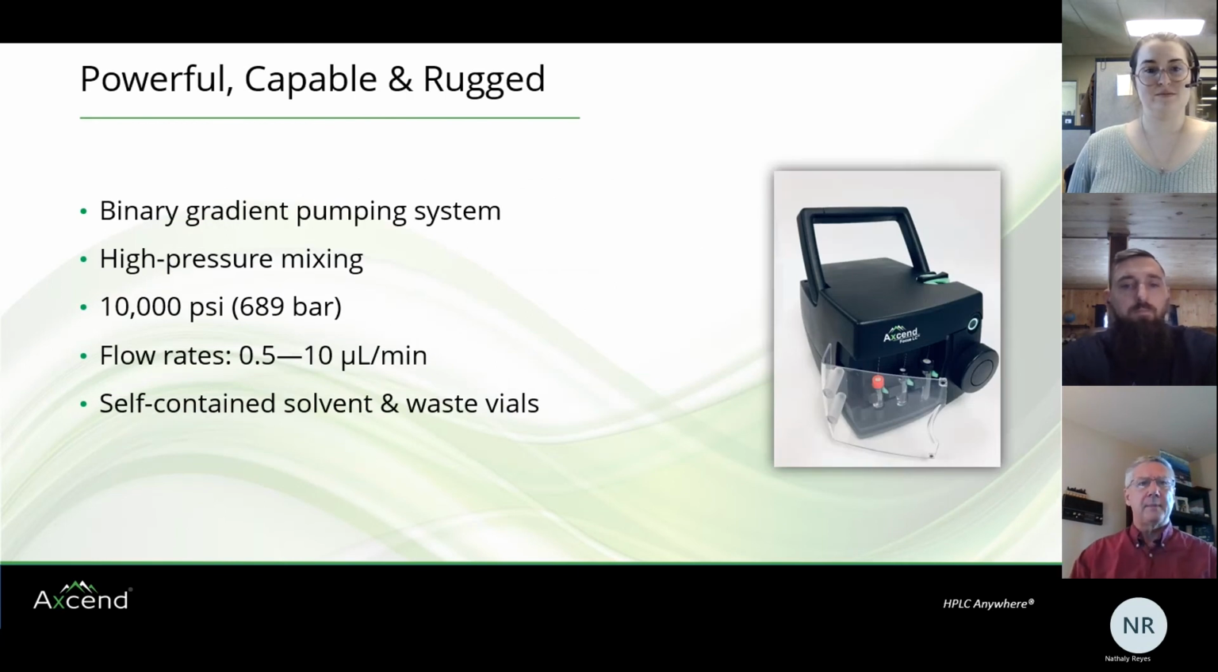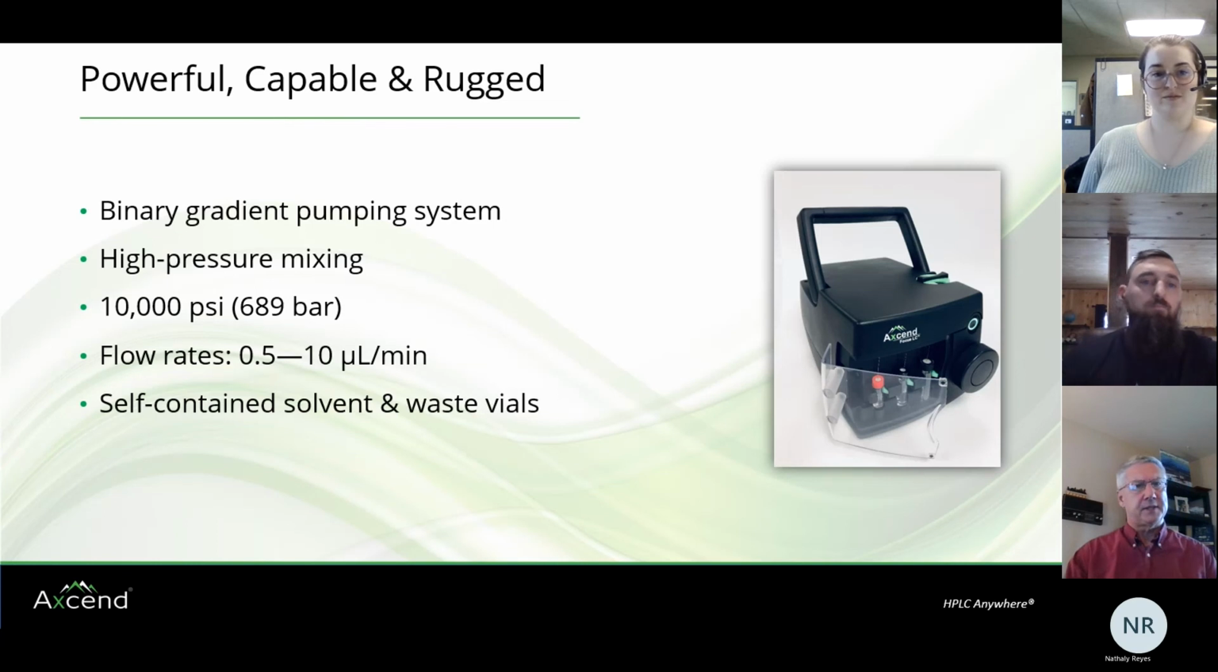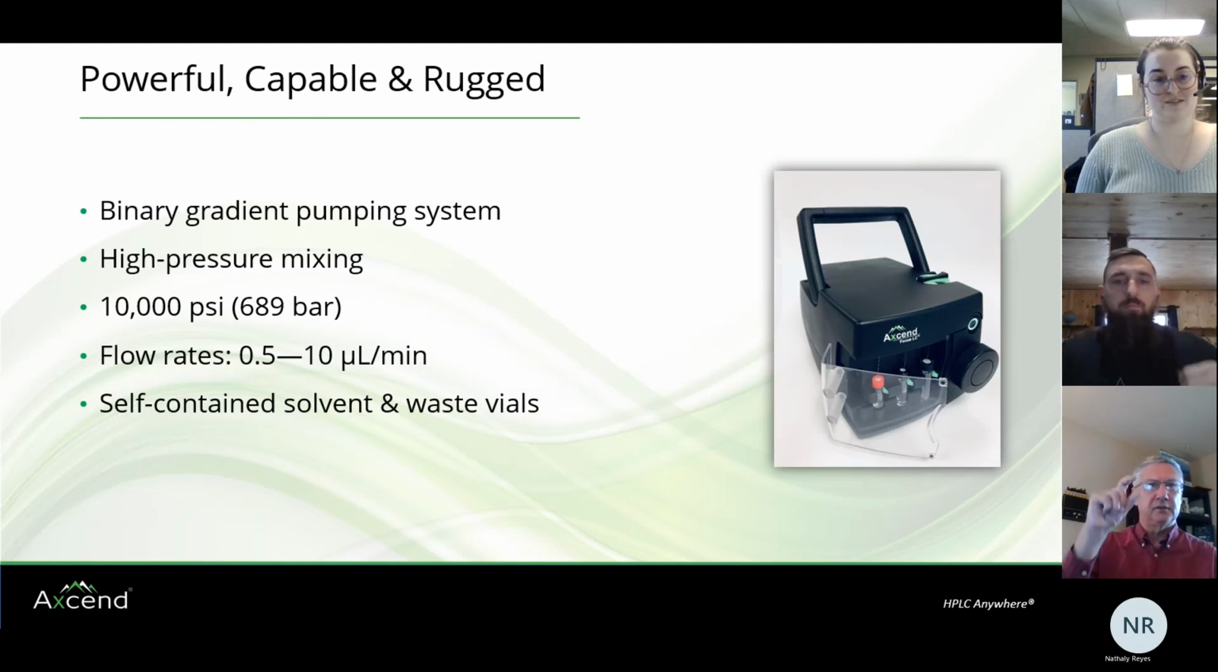Why? Because what we've come out with is a binary gradient pumping system with high pressure mixing at 10,000 psi, which is a very high pressure for capillary flows. You'll notice that our flow rates are very low. Natalie, our previous speaker, mentioned that one of the most important things we can do as we do these analyses is save solvents and save the creation of waste. And as you'll see in a few minutes, one of the things that we can do that nobody else can do is run all week on a little vial of solvent. It's hard to believe, but I'll show you how in a minute.